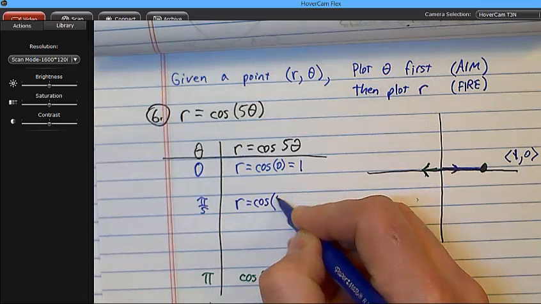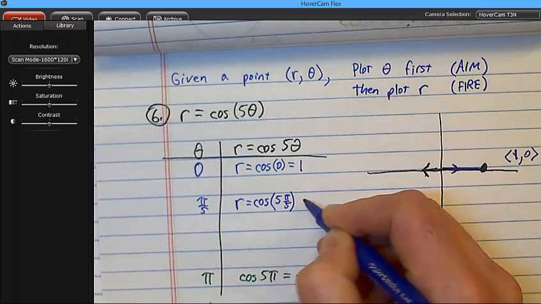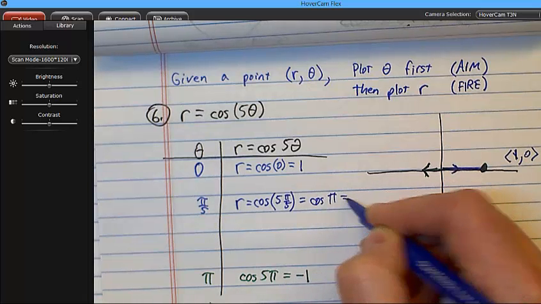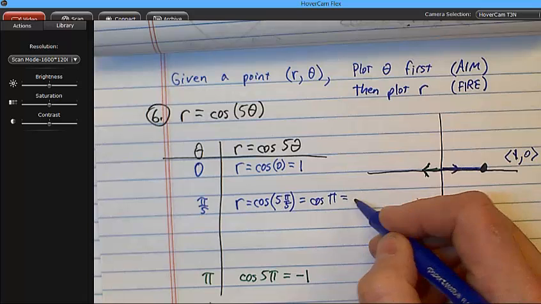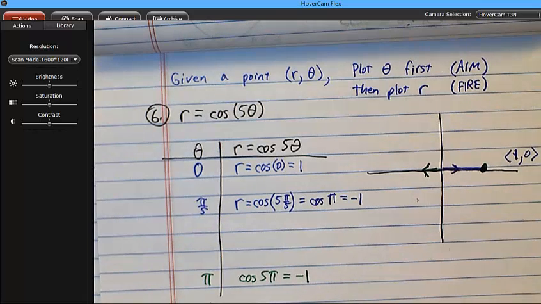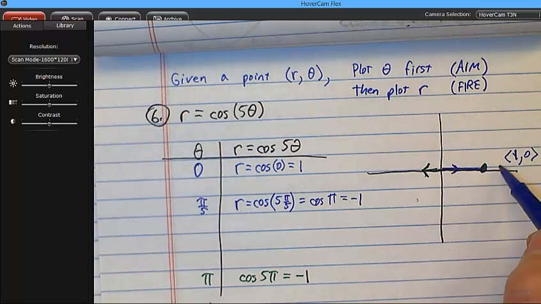Because what's 5 times pi over 5? We're taking the cosine of pi, which is -1 again. All right? So when we aim at pi over 5, we're going to have an output of -1. All right, let me show it. Let's see. Pi over 5.